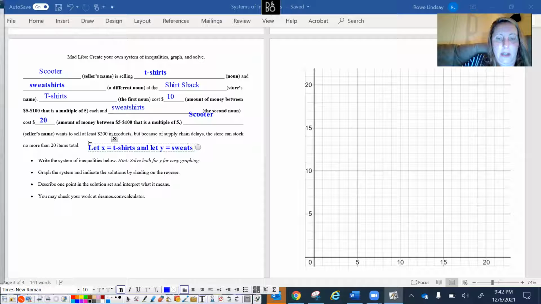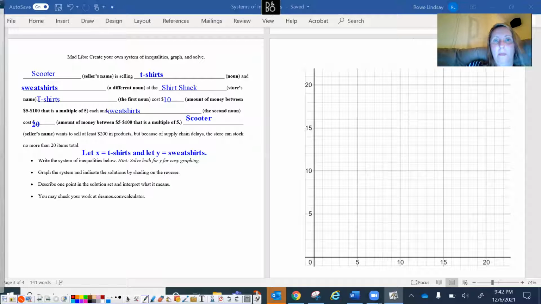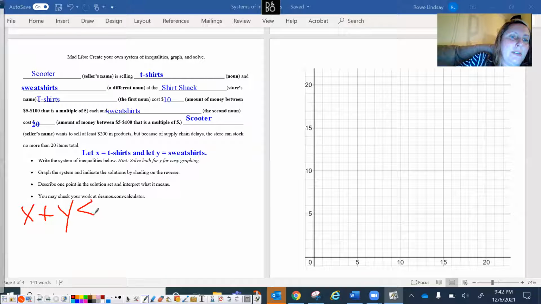Okay, sweatshirts. Very nice. Okay. And your first inequality is going to look a whole lot like mine. I'll be really honest with you. The store can stock no more than 20 items in total. So it's going to be x plus y has to be less than or equal to 20, right? He could sell 10 of each. He could sell 15 of one, 5 of the other, that kind of thing.